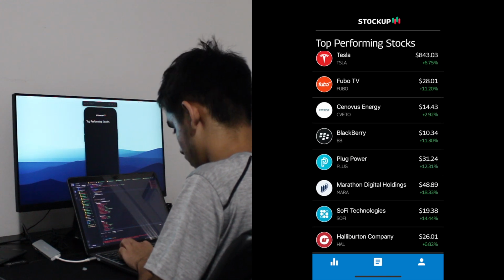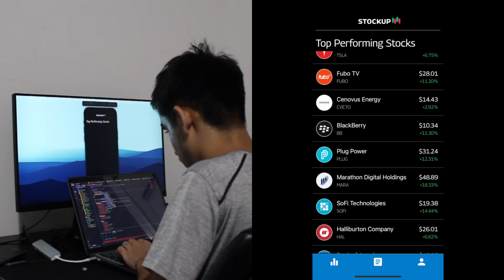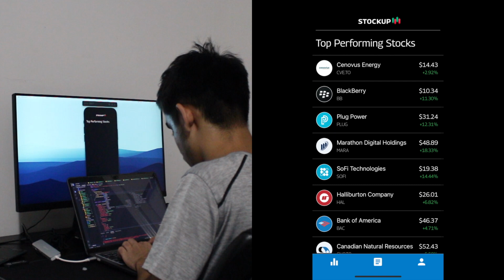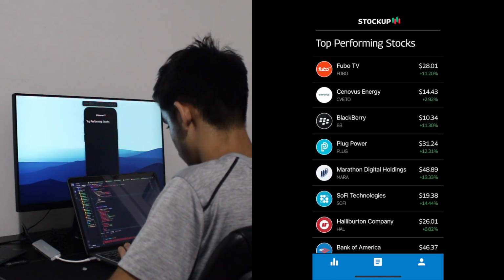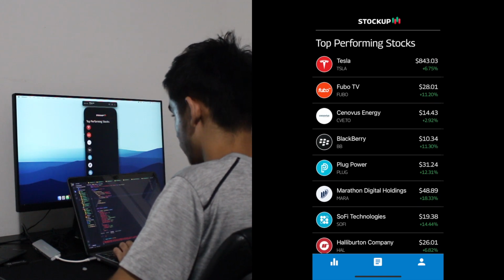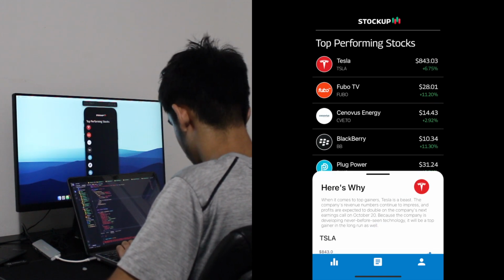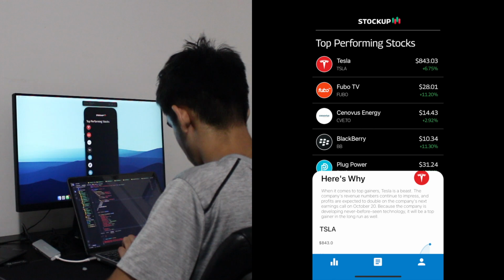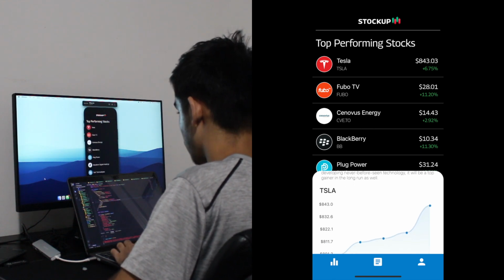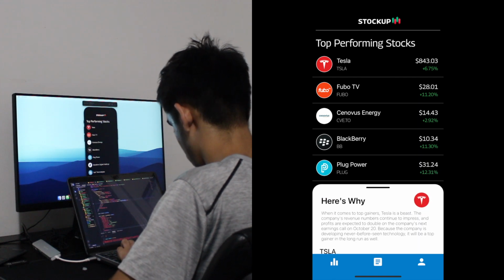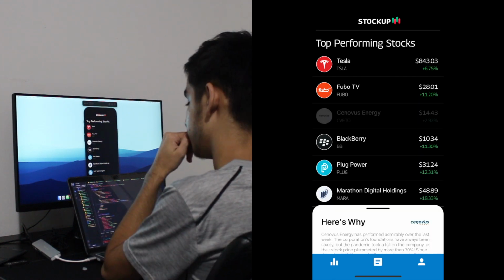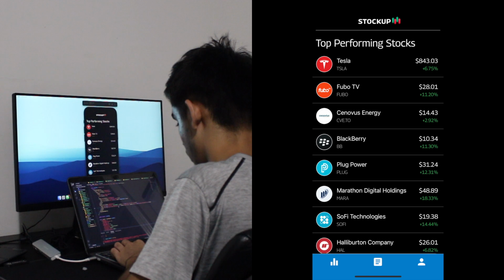Here on the home screen is a list of the top performing stocks from the current week. It is very important for beginner investors to know which companies are performing well and why. So here, if the user taps on any stock, it will give them an explanation as to why the stock is performing well, along with the stock chart for the current week. The prices of the stocks are retrieved from a stock API, which I use to calculate the percent change over the week and to display the stock chart.